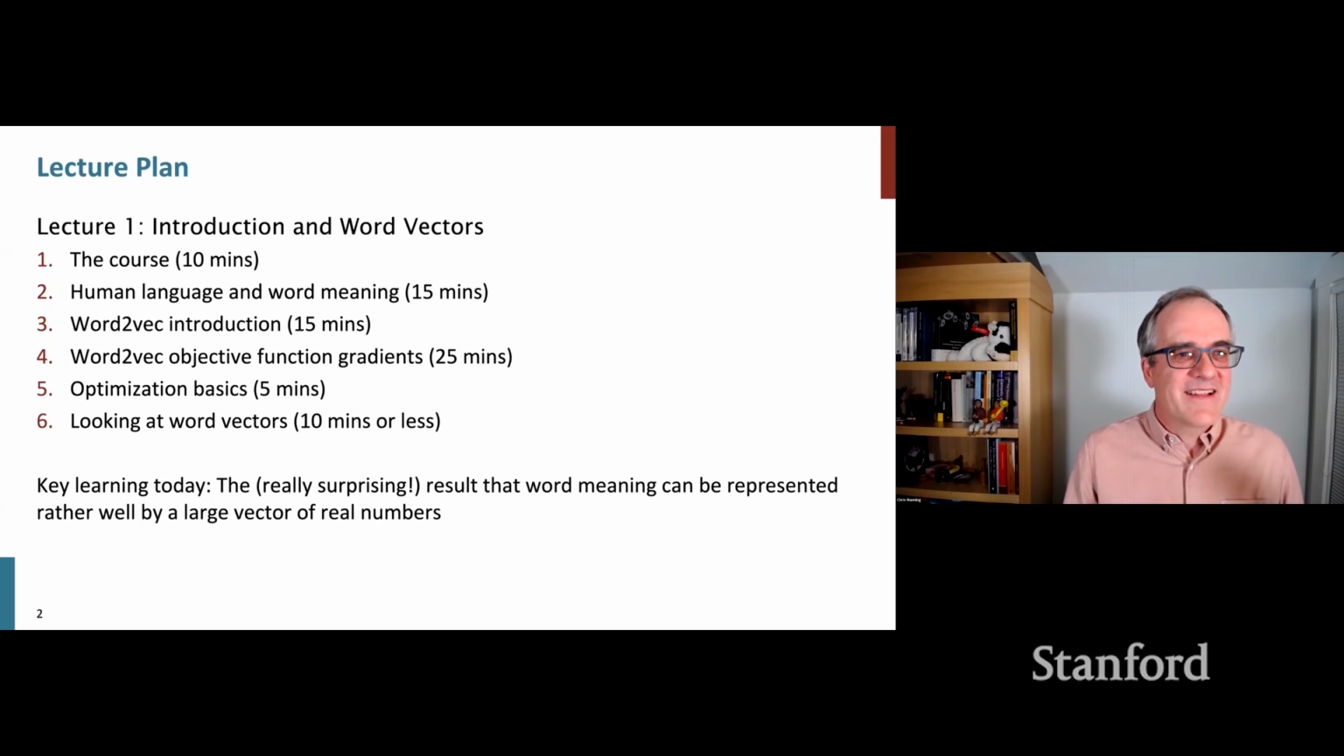Right at the end of the class, I want to spend a little bit of time giving you a sense of how these word vectors work and what you can do with them. The key learning for today is I want to give you a sense of how amazing deep learning word vectors are. We have this really surprising result that word meaning can be represented, not perfectly, but really rather well, by a large vector of real numbers. That's a commonplace of the last decade of deep learning, but it flies in the face of thousands of years of tradition and is really rather an unexpected result to start focusing on.